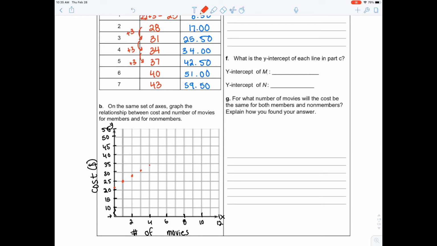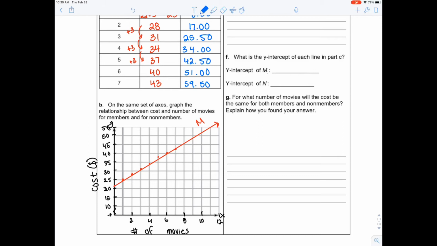So 4, 34, 5, 37, which is probably like right there, guesstimating a little bit. 6, 40, and 7, 43, which is just above. Okay, and when you draw your line, make sure it's extending all the way through the graph, because lines go on forever, unless you tell them not to. Okay, and boom, there's our membership. So I'm going to label that M. Okay, N.